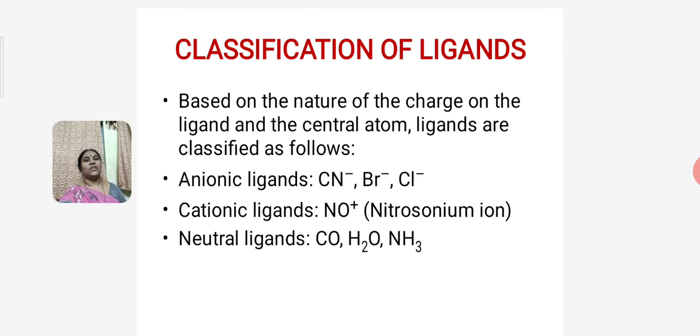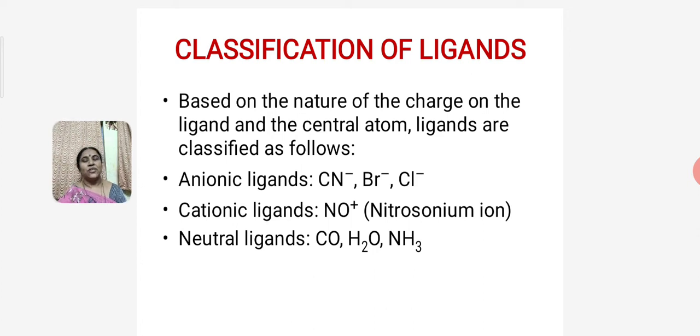Now let us see how ligands are classified. Ligands are classified based on the charge on the ligand and the central metal atom. Ligands are classified as follows. Anionic ligands. What are anionic ligands? As the name tells you, anionic ligands are negatively charged ligands. For example, CN-, Br-, I-, Cl-, all these are anionic ligands.